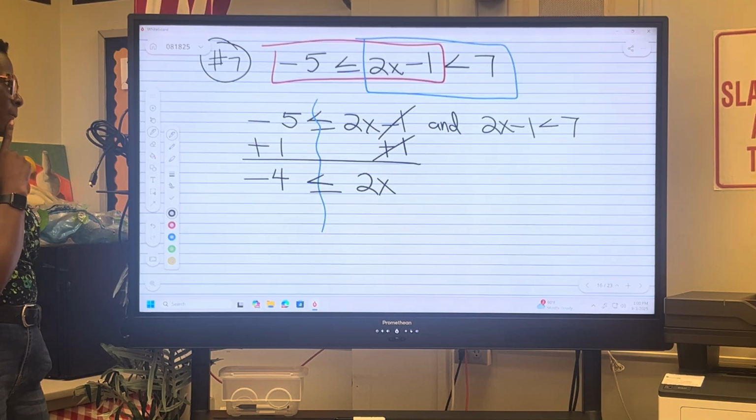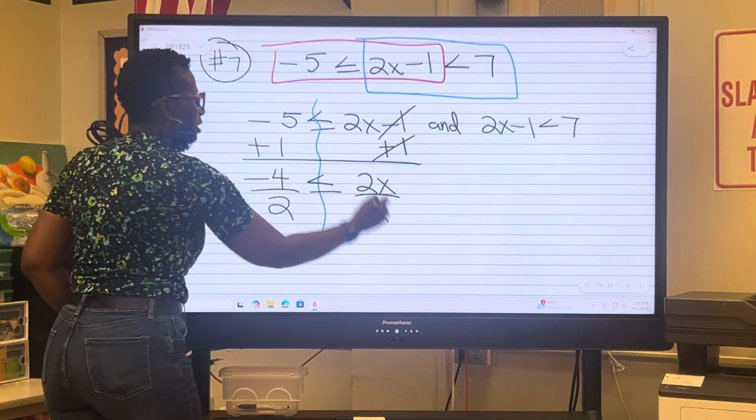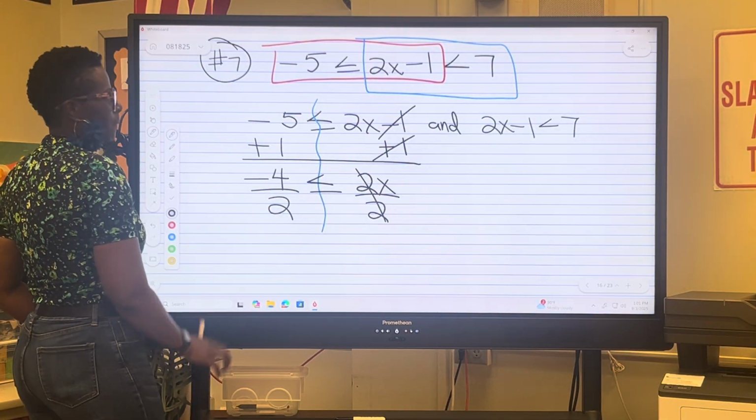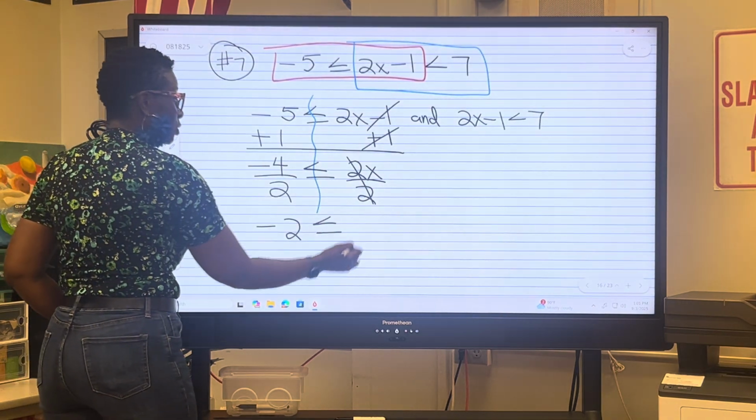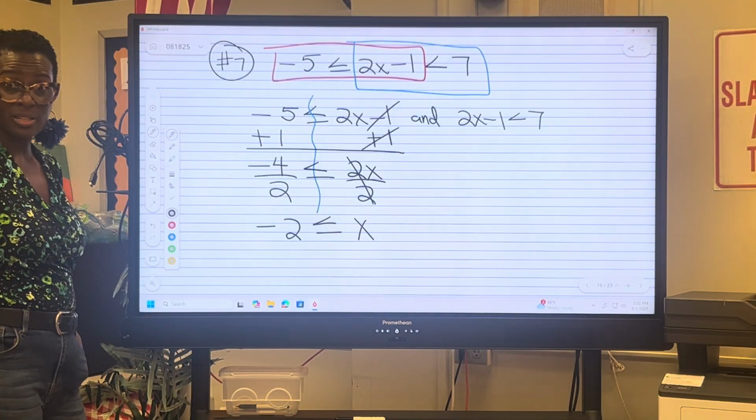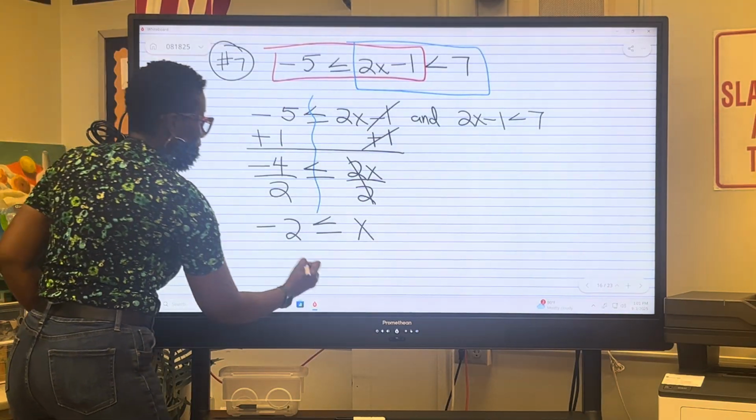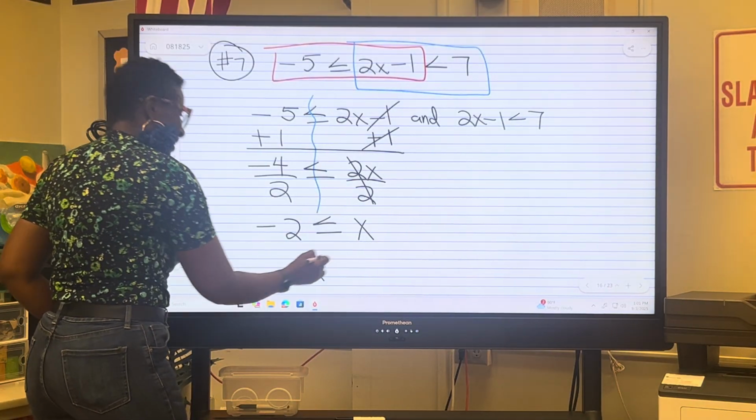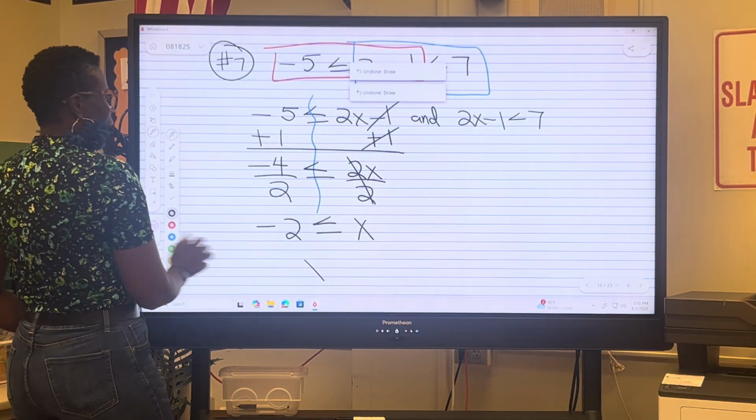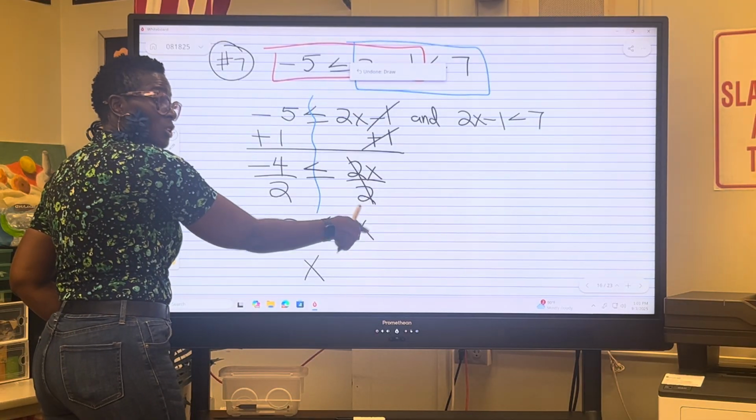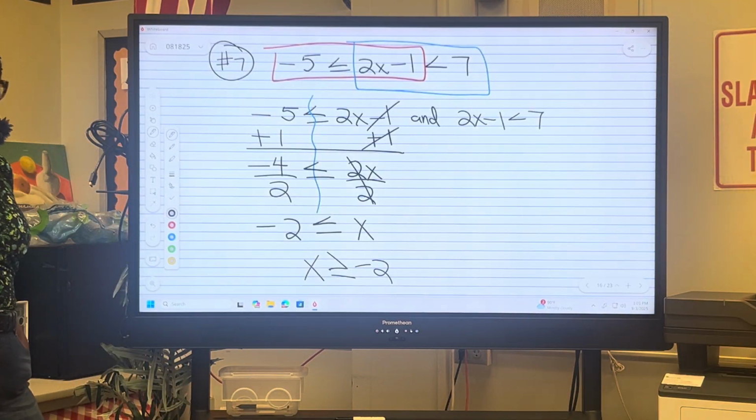What do we still need to do? Divide. We're going to divide both sides by 2, and those cancel out. What do I have left over here? Negative 2 is less than or equal to x. Clean it up using symmetric property. What should it say? X is less than or equal to negative 2? No, that's not going to work. Negative 2 is less than or equal to x, so that means x has to be greater than or equal to negative 2.